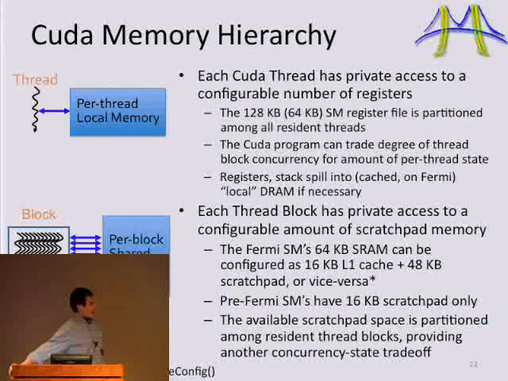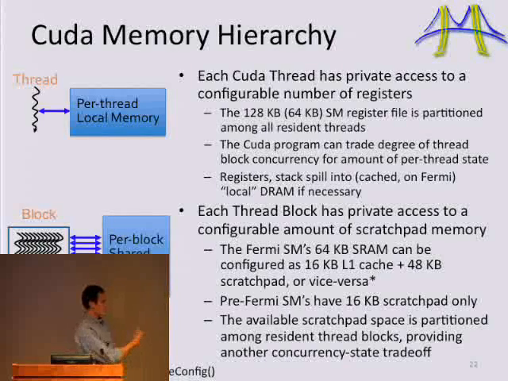Each thread block has private access to a dynamically configurable amount of scratchpad memory. So this is that on-chip SRAM that you can use either as 16 kilobytes of L1 cache and 48 kilobytes of software-managed scratchpad, or you can configure it vice versa, 48 kilobytes of L1, 16 kilobytes of scratchpad. There's this cudaFuncSetCacheConfig thing that you use to do that. Look in the documentation if you want to use it.